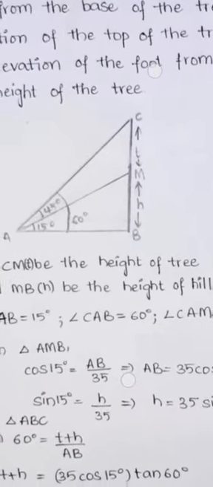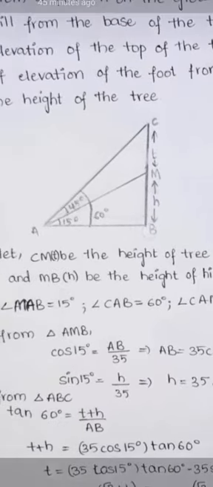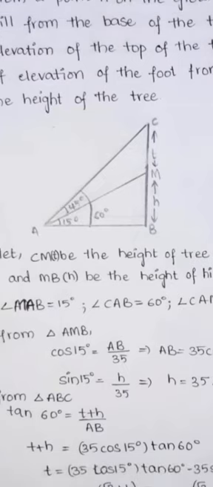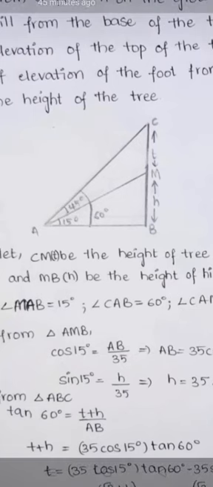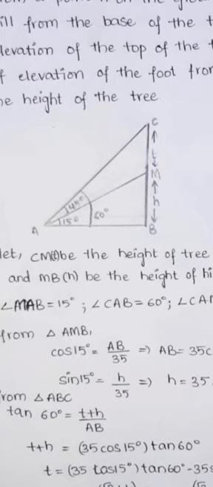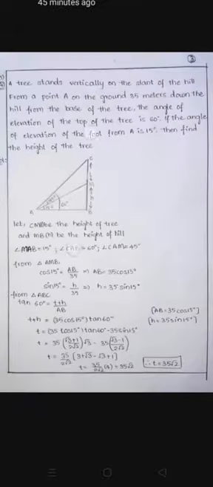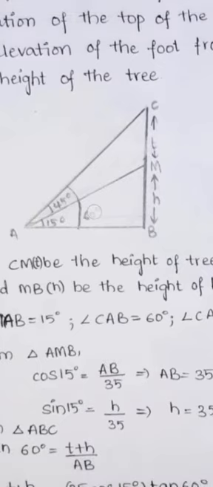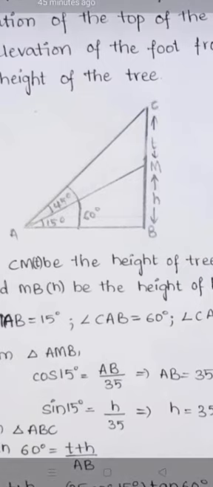Now we are observing one more triangle here, ABC, the total triangle. It is also a right angle triangle. Here the angle of elevation is 60 degrees, and for this we are going to find tan 60 degrees. For the triangle ABC, tan 60 degrees is equal to the opposite side BC bar by the adjacent side AB bar. So BC bar means what?